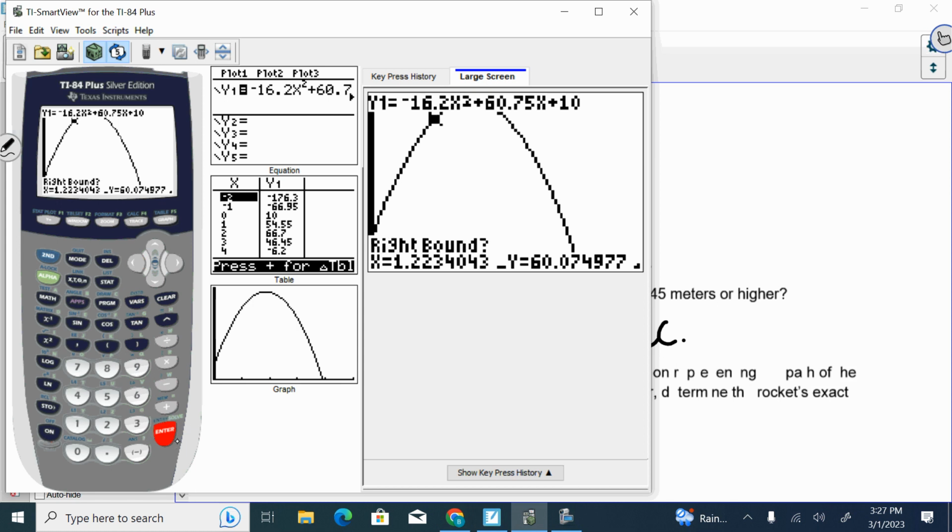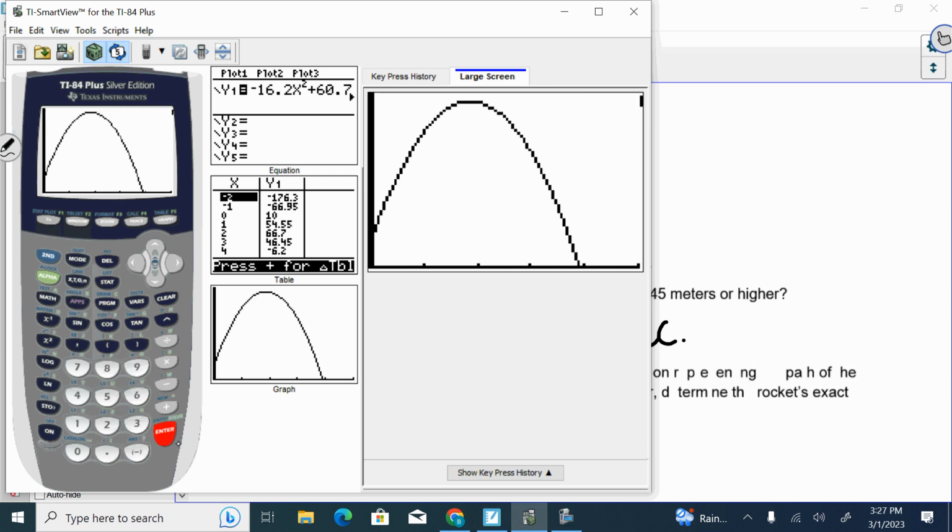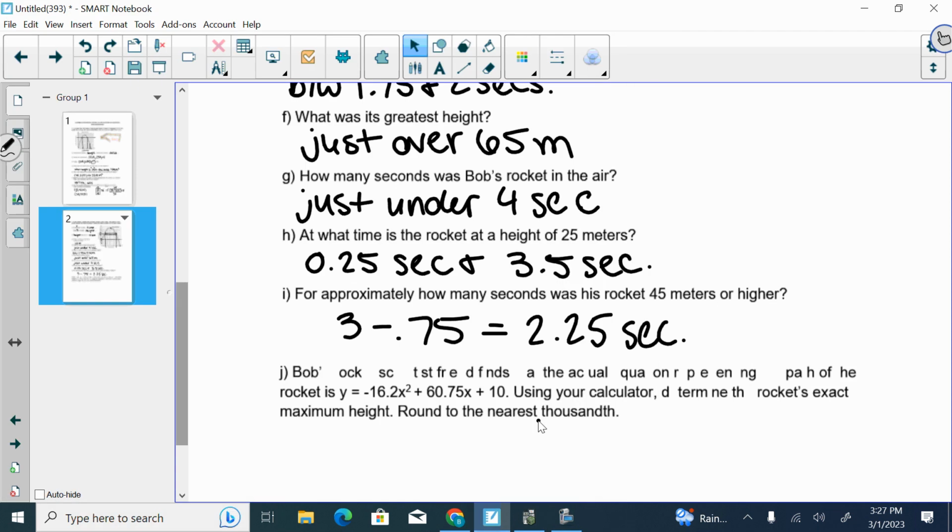Now it wants a right bound. So now I got to move back over there to the other side. And I'm going to press enter again. And then it says guess. So what do I do now? Enter one more time. Okay, and approximately what does it say for the Y value? What's the highest? 953, is that what it said? Yeah, okay. So it asked us to go to the nearest thousandths place, so remember that is 3 decimals.